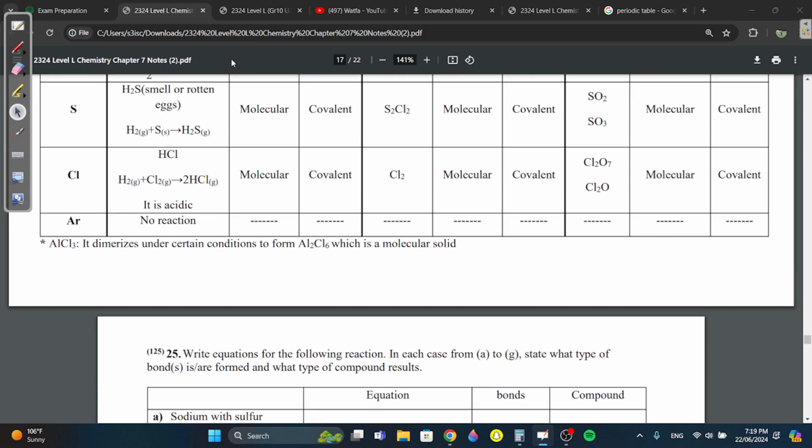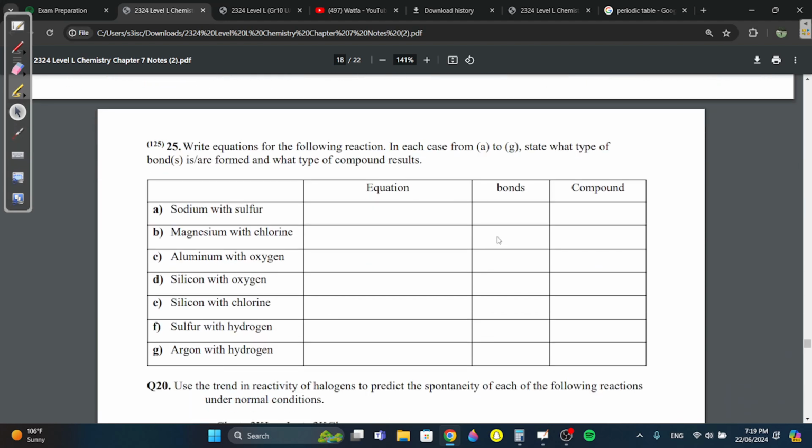Also this one here: SO2, SO3, Cl2O7, Cl2O. Always know that argon has no reaction. AlCl3 dimerizes in case it comes up, to form Al2Cl6.